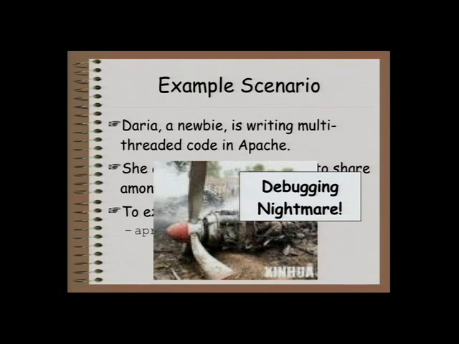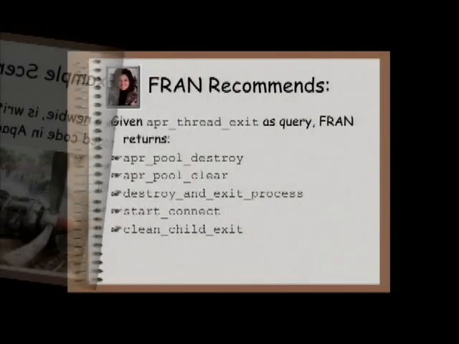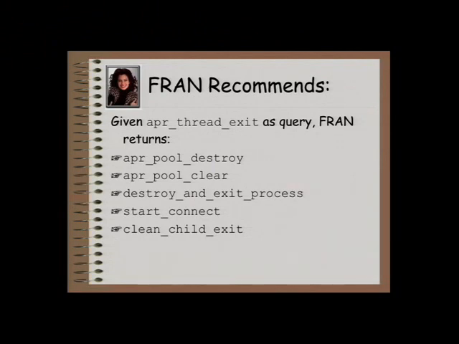Now, if Daria had a recommender system, what she would do is say, I'm going to call this function and ask for recommendations. This could be built into a development environment, or it could be a tool that she uses offline. But in any case, one possible embodiment is that as soon as she types APR thread exit into her code, a list pops up of other relevant functions that she might be interested in. So if you give APR thread exit to Fran as a query, it returns these functions. These are functions very closely relevant to APR thread exit that are returned by this recommender system Fran.